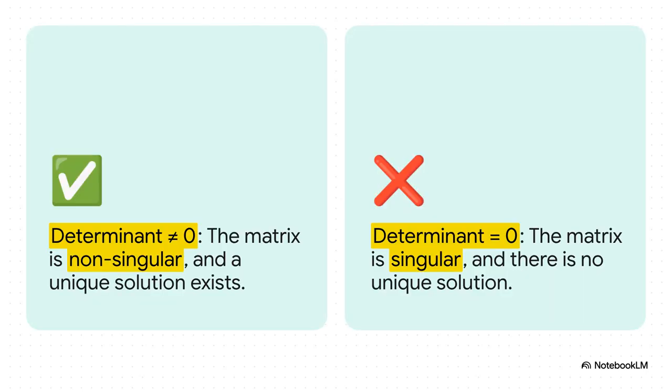And here it is. This is the crucial insight. If that determinant is anything other than zero, you're golden. Your problem has a single, unique solution. The matrix is called non-singular. But if that determinant is exactly zero, game over. There is no unique solution. The matrix is singular. This one number is literally the gatekeeper that tells you whether you can even move forward.